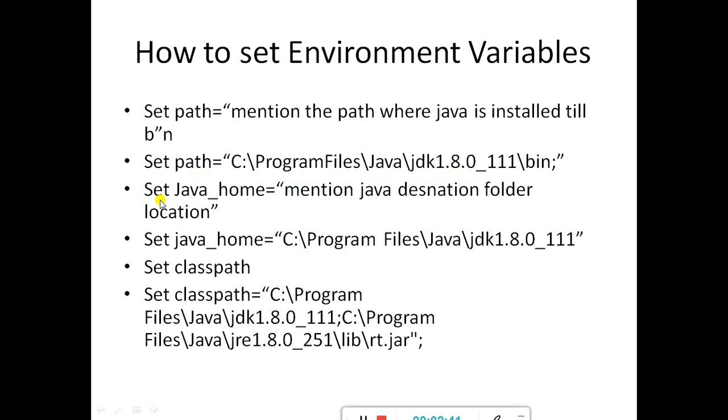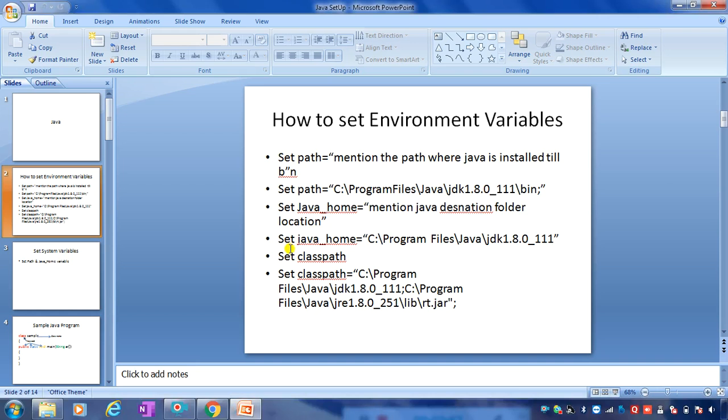Then the next is set JAVA_HOME. This is also an environment variable, and you have to mention Java's destination folder location, that is, where your Java has been installed. Now we will see how to do this. First we will see how to set these variables.